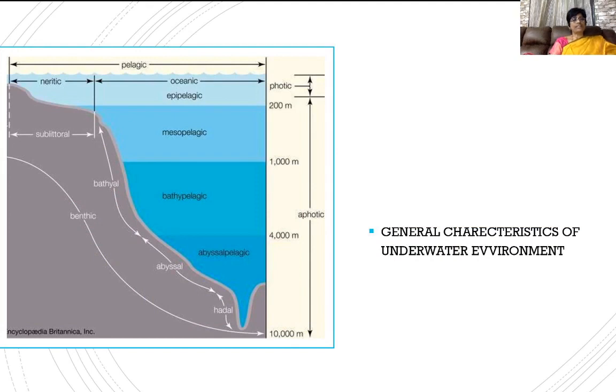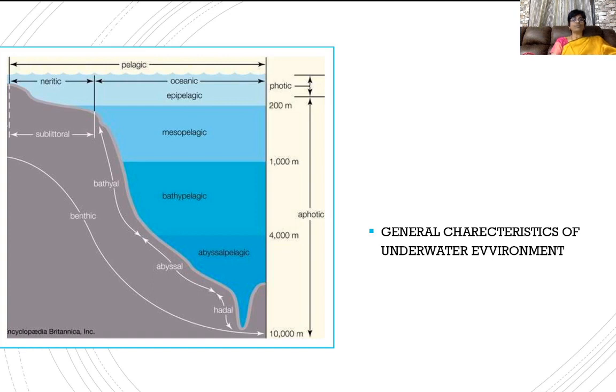The underwater environment refers to the region below the surface, immersed in liquid water in a natural or artificial feature such as an ocean, sea, lake, pond, reservoir, river, canal, or aquifer. Now, the general characteristics of underwater environment. There are two regions, namely benthic and pelagic. The benthic again divides into sublittoral, bathyl, abyssal, and hadal. The pelagic again divides into epipelagic, mesopelagic, bathyl pelagic, and abyssal pelagic.